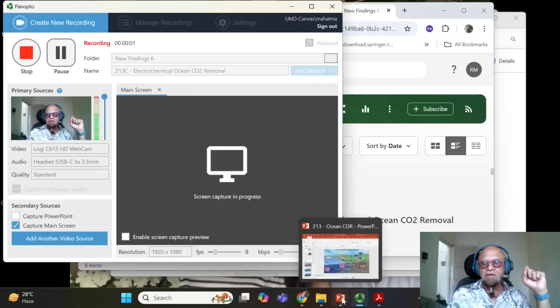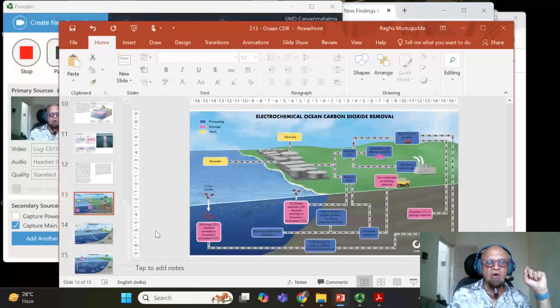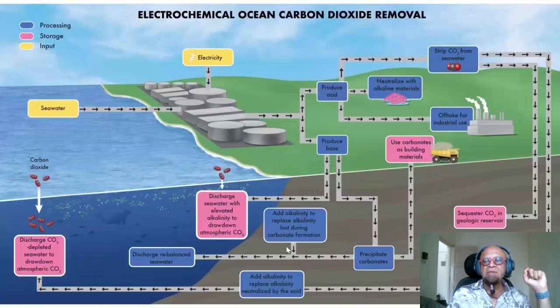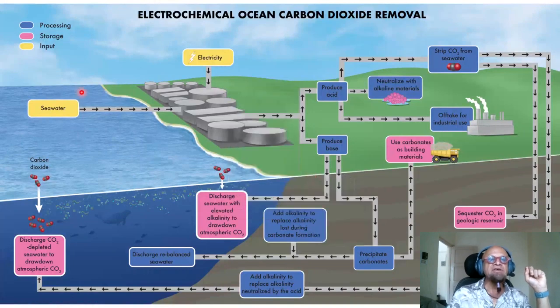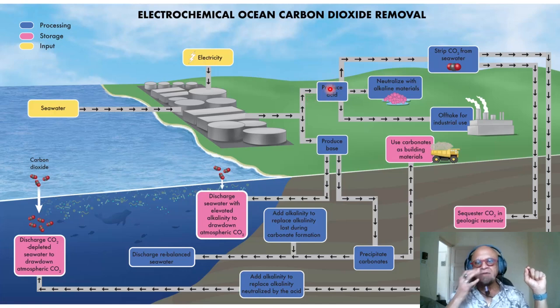Okay, let's look at the next infographic from Ocean Visions, which is about electrochemical ocean carbon dioxide removal. What happens here? So you have steps that involve processing, and there are places where you do the storage, and then the input to the process is the seawater itself, and of course you need energy. Then you are producing an acid, which is a process, and you have to understand that energy is involved everywhere.